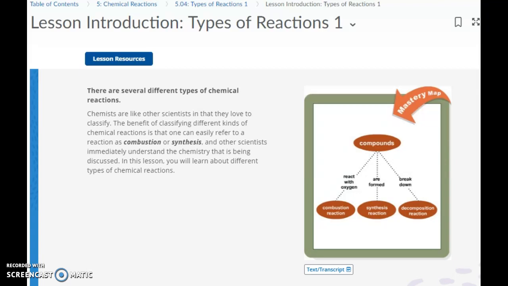In this lesson, you will learn about different types of chemical reactions. So you start with compounds. If they react with oxygen, it could be a combustion reaction. If compounds are formed through a synthesis reaction, and compounds break down through a decomposition reaction.